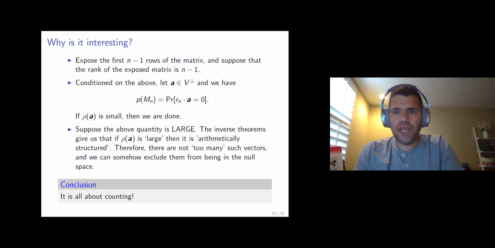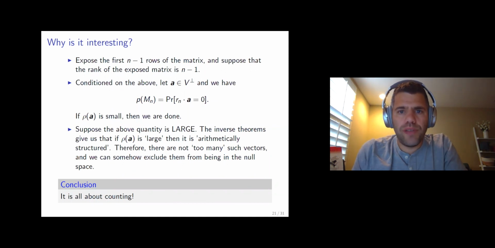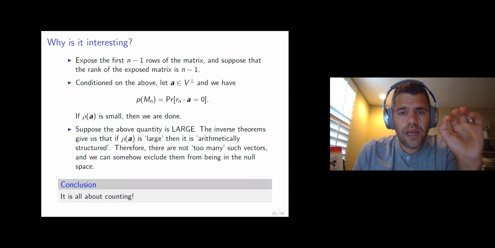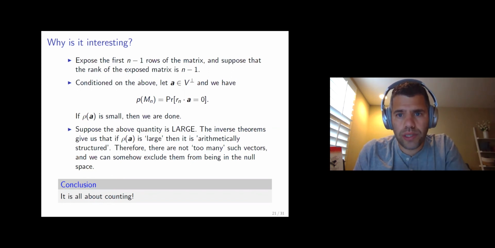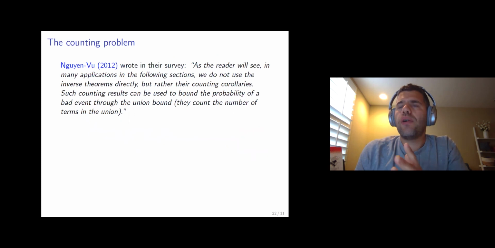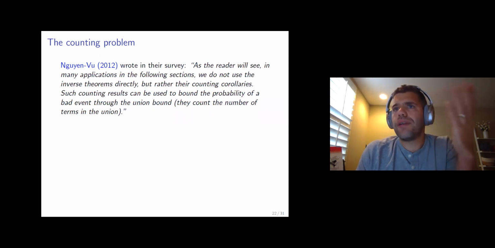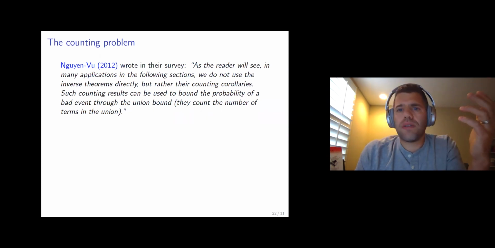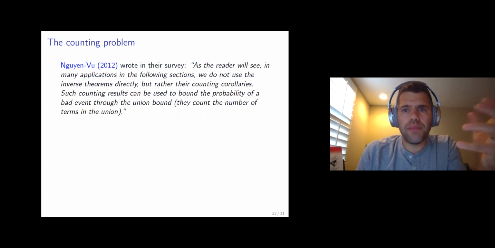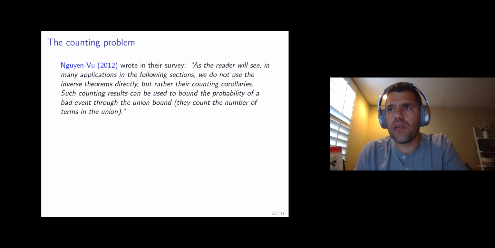So everything here is about counting. At least for this motivation, we don't care about the actual structure; we care about the counting parameter. We care how many such vectors there are, and we want to exclude them. Also, in their survey, Hoi Nguyen and Van Vu wrote that in most applications to random matrices, we don't use the inverse theorems directly, but we just use the counting corollaries.